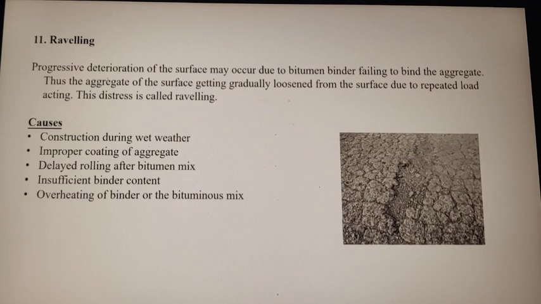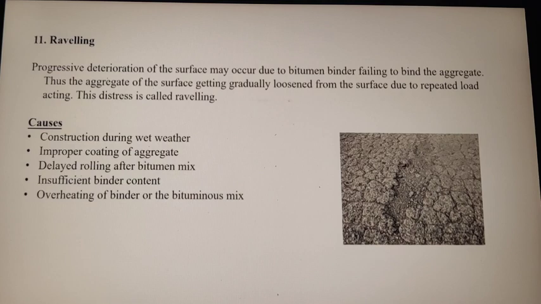Next is raveling. Raveling is the progressive deterioration of the surface, which occurs mainly due to the bitumen binder failing to bind with the aggregate. The aggregate of the surface gradually loosens from the surface due to repeated load action. The main causes of raveling, first one, is construction during wet weather. When water infiltrates into the surface, proper coating will not happen, so this type of failure can occur.